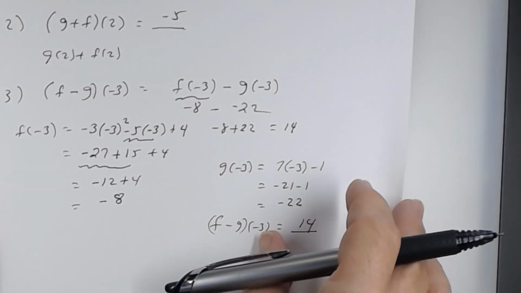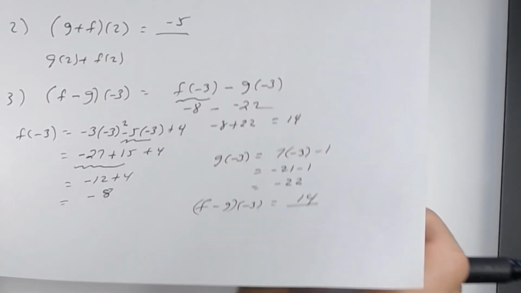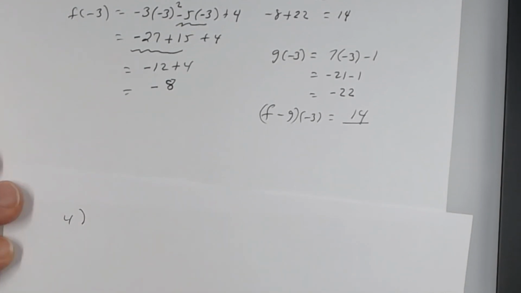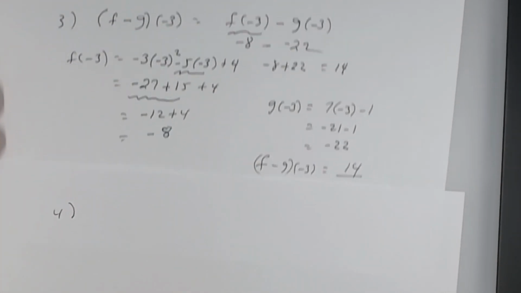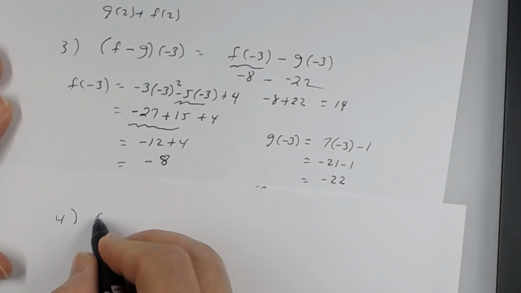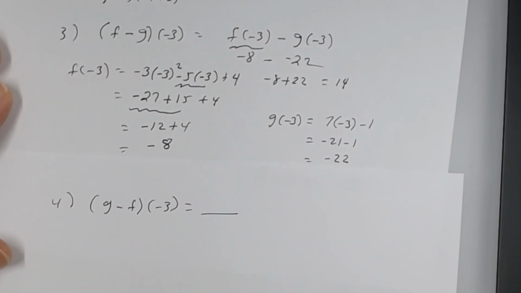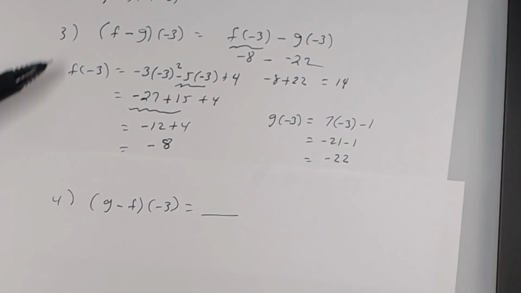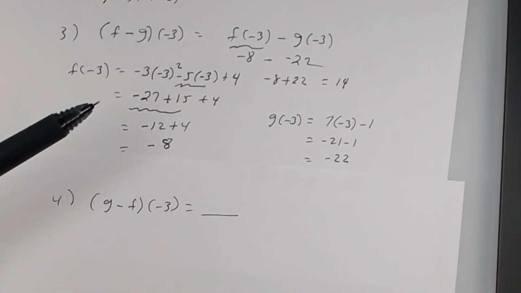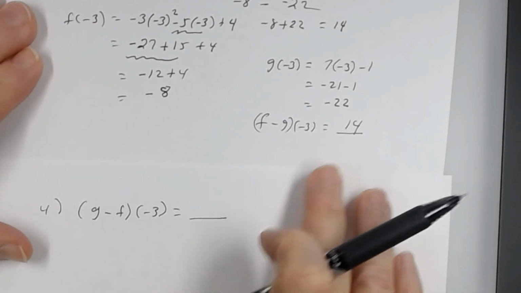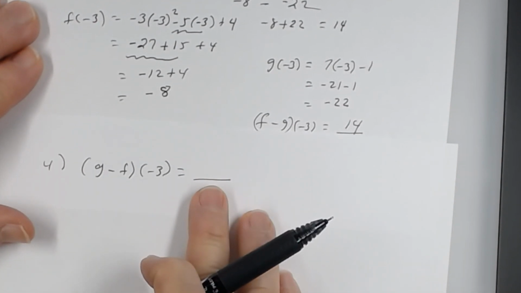Let's do one more and then we'll take a break and come back and do some multiplication and division with these. But one more. Here's what I want to ask you. Number 4. Suppose I had this: g minus f at negative 3 equals blank. Well, I'm going to ask you this. If f minus g at negative 3 was equal to 14, right? Is that going to be 14 here? Yes. No.